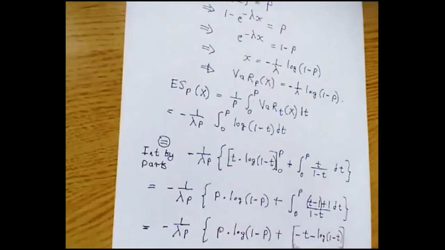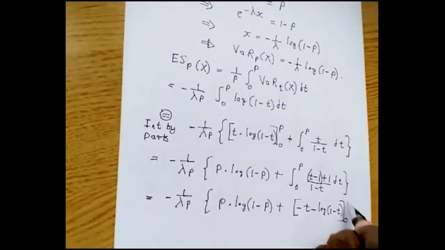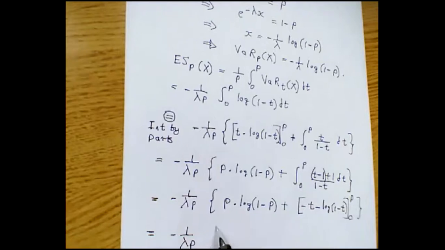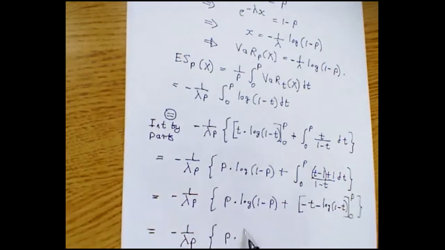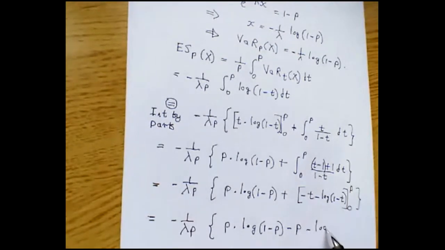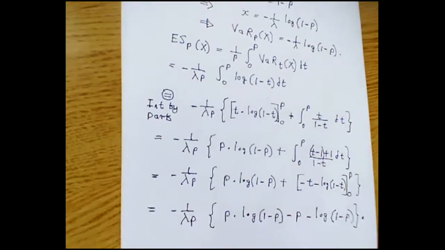Take the limits from 0 to p, right? So the final expression is as follows. You get p times log of 1 minus p. The limit at p is minus p minus log of 1 minus p. And the limit at 0 is 0. All right, this is the answer.